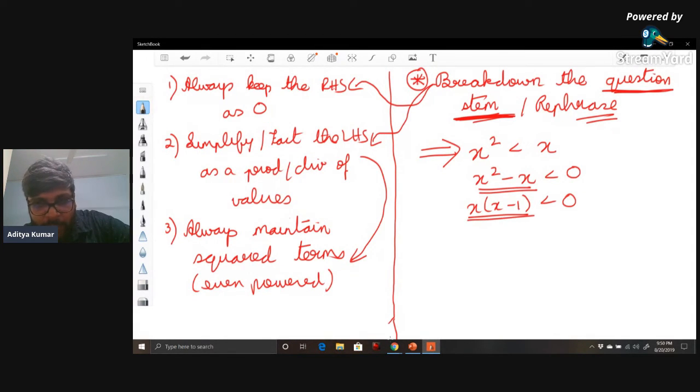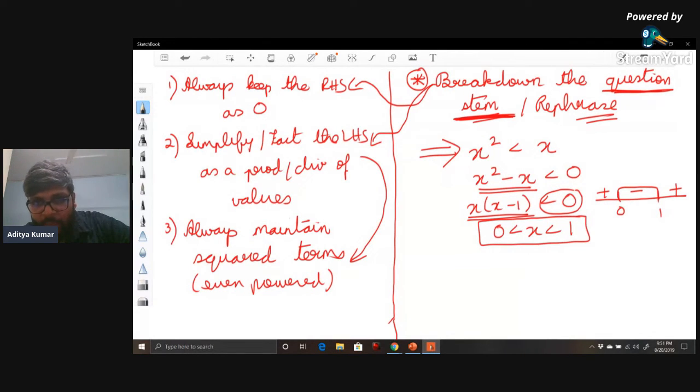Now this is in the absolute nice quadratic inequality form that I want. So I'm going to put the roots, which are 0 and 1. I'm going to start with the extreme rightmost region, plus minus plus. The right hand side is less than 0, so my solution should lie in the middle portion. So the information they are giving me is x has to be between 0 and 1. And if you look at it logically, it would make sense, right? Because the only way you can have a square to be less than a value is when you have a fraction between 0 and 1.